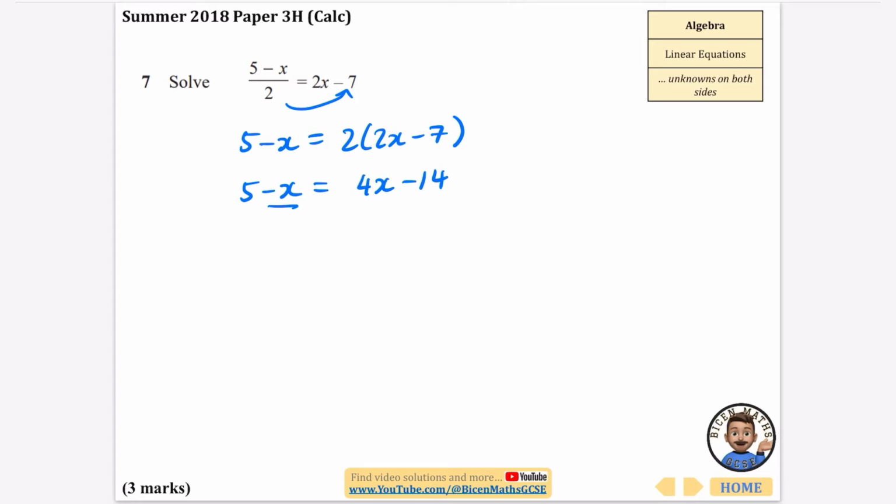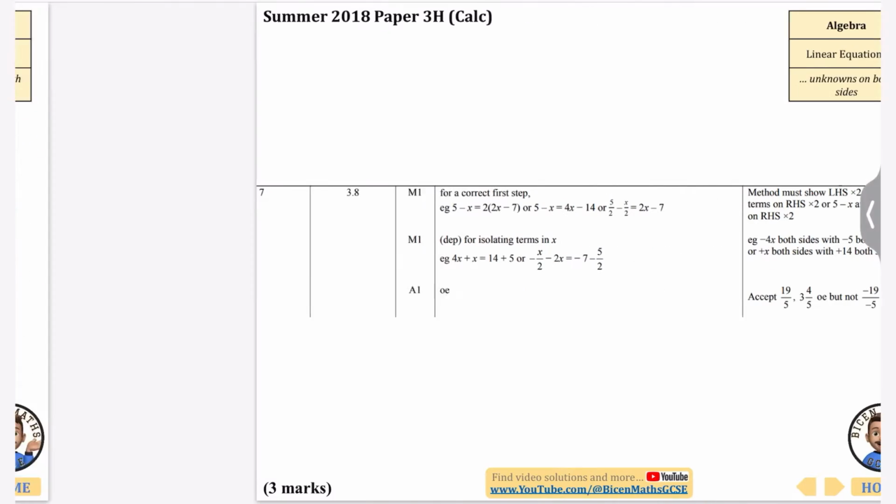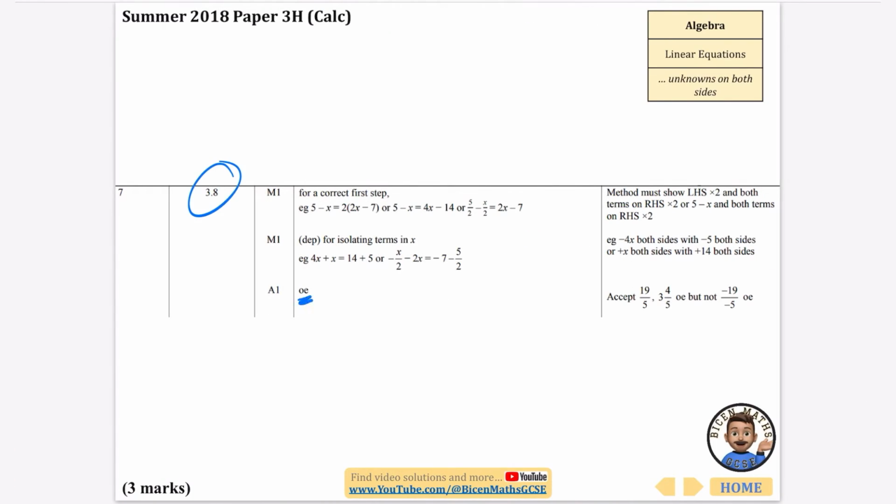Now all I'm going to do is get rid of the smaller x, which is this minus x. I'm going to add it to the other side so that I get 5x minus 14. I'm going to add the 14 because it's being taken away. I'm going to add it onto the 5, so I get 19 equals 5x. And now I'm going to do 19 divided by 5, and I'm perfectly happy to just leave that as a fraction. Of course, if you wanted that as a decimal, 19 divided by 5 is 3.8. So you can either do 3.8 or 19 over 5. This OE here means or equivalent, which is why we've got some extra things here.